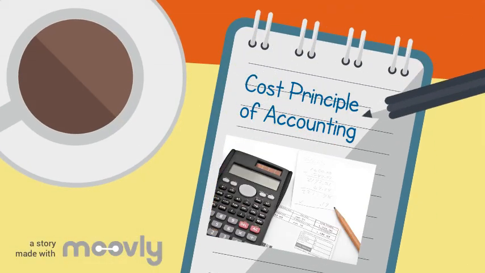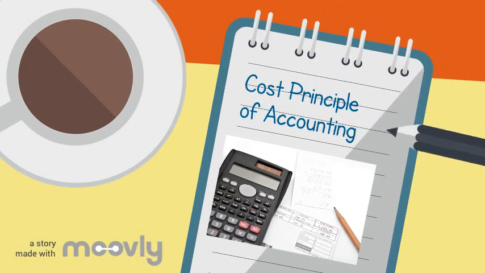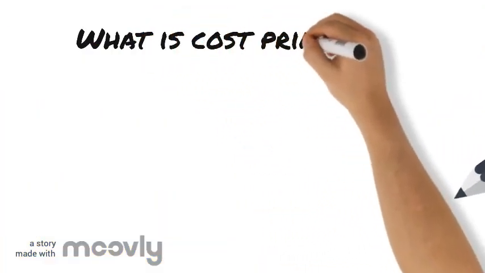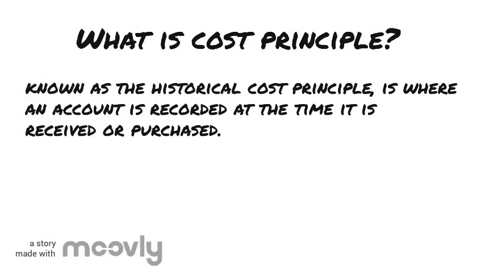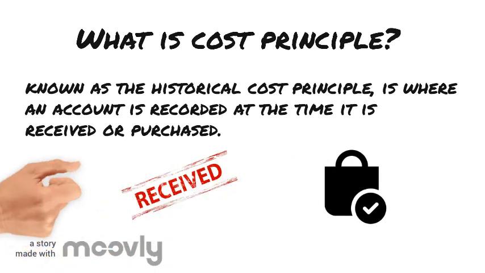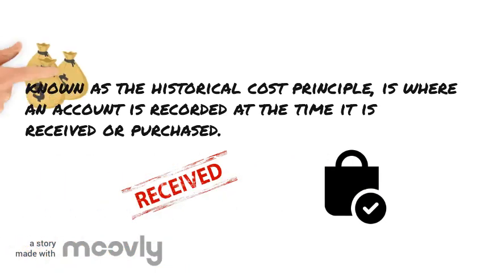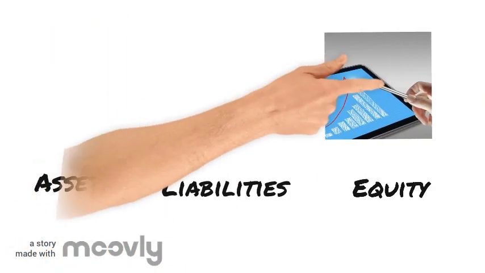Today, we are going to talk about the cost principle of accounting. What is the cost principle? The cost principle, known as the historical cost principle, is where an account is recorded at the time it is received or purchased. Such accounts are the assets, liability, and equity.